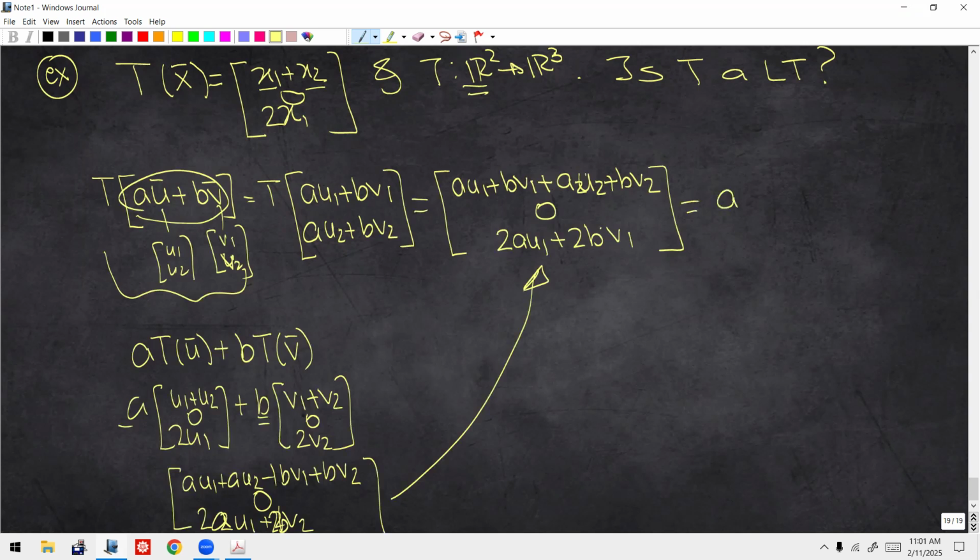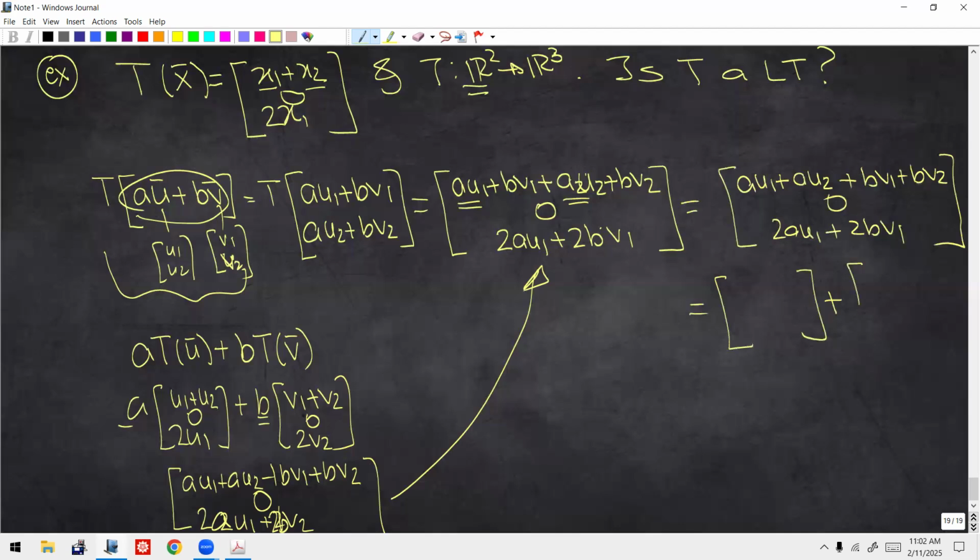So this is really A times T of U plus B times T of V. Actually, let me show you how we can get it to that form so you can see it. So I'm just going to combine just the A terms here. So I get AU1 plus AU2 plus BV1 plus BV2. I have 0, I get 2AU1 plus 2BV1. Then I'm going to break it into two matrices. One that includes all the A's and the other one that includes all the B's. So AU1 plus AU2, 0, 2AU1. I have BV1 plus BV2, 0, 2BV1.